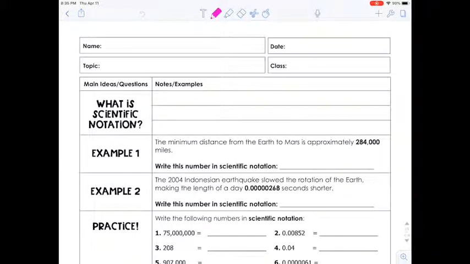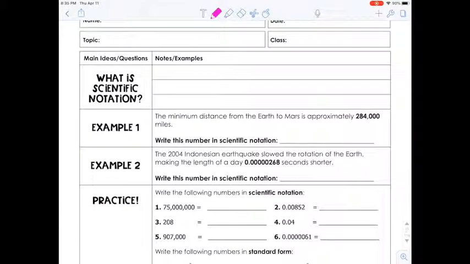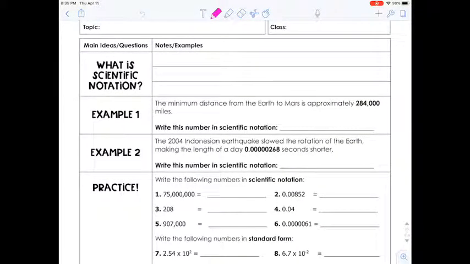So if it's felt like the last couple of days have been a lot of review and you know everything, make sure that you listen to this video closely because this one does get a little more complicated. So scientific notation is just a way to express really big or small numbers.